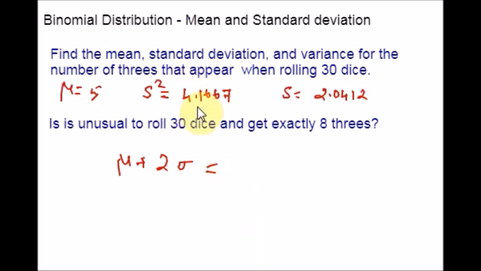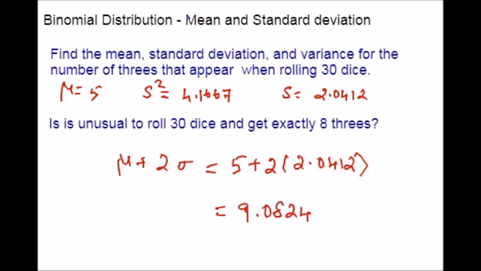This is the variance and standard deviation we got for this problem. I'm going to use the same thing, mu and sigma here. Sigma means standard deviation. So replace mu by 5 and sigma by 2.0412. This calculation gives me 9.0824. This is greater than 8, no? We are not getting exactly 8 threes. So this is not unusual. That's it for this example.